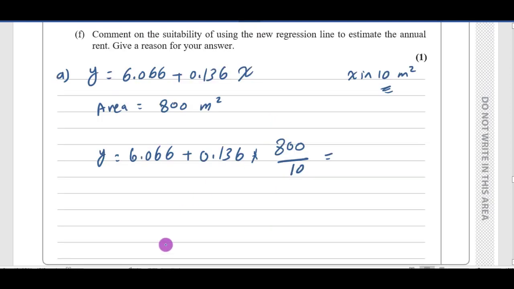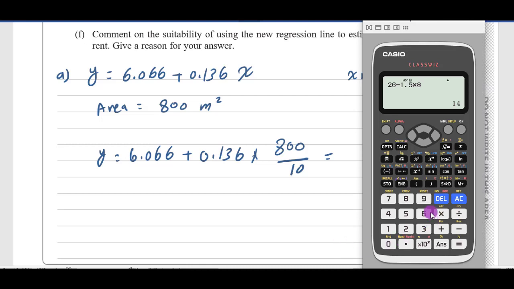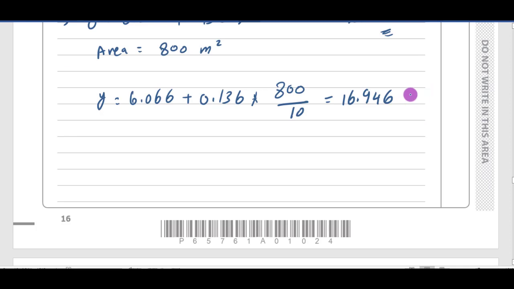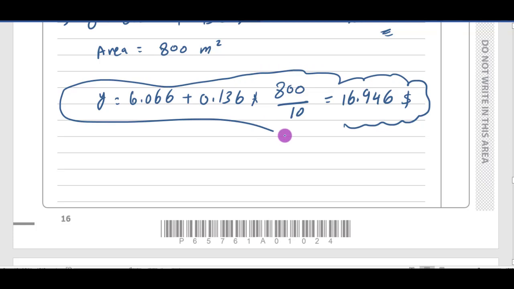So it's equal to, let us bring our calculator, 6.066 plus 0.136 multiplied by 800 divided by 10. So it's equal to 16.946, and this value is in dollars, and this is the answer of this question. Okay, let us go ahead to another question.